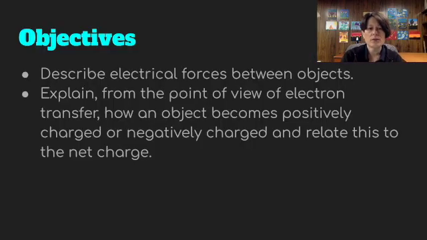So our first objective was to describe electrical forces between objects. We have our positive and negative charges, and explain from the point of view of electron transfer how an object becomes positively charged or negatively charged, and relate this to the net charge. So we're going to be building upon this information more in the rest of the chapter. You probably found most of this to be a review, but we will be adding to this.